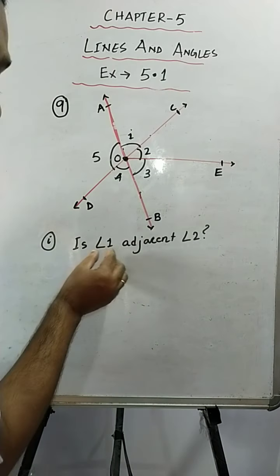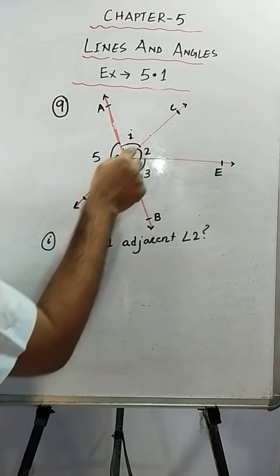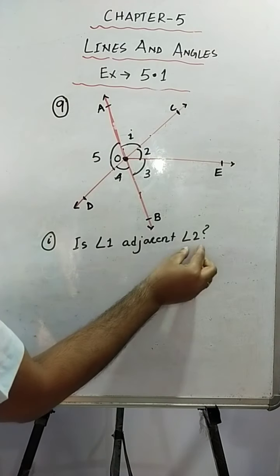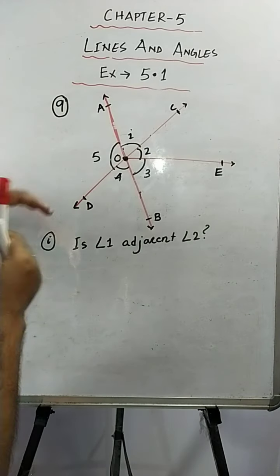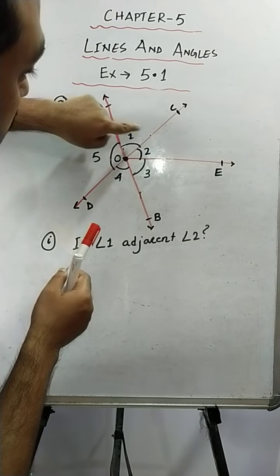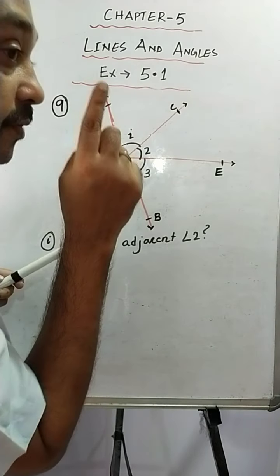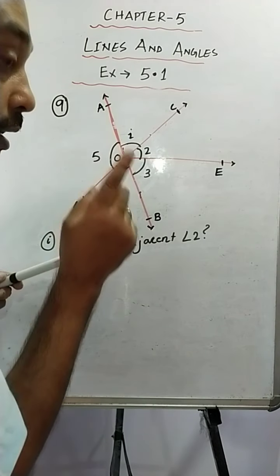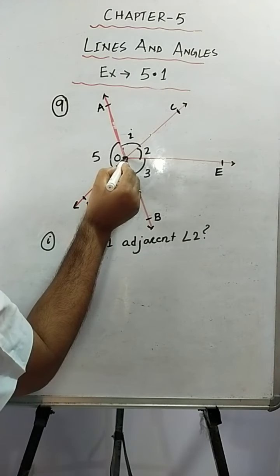So we have to see where angle 1 and angle 2 are first. This is angle 1, AOC is angle 1. And where is angle 2? COE is angle 2. Now carefully observe. If these two angles are adjacent to each other, what is the definition of adjacent? They should have a common vertex and they should have a common arm, isn't it? So these two angles are sharing a common vertex, see, O. Carefully observe.